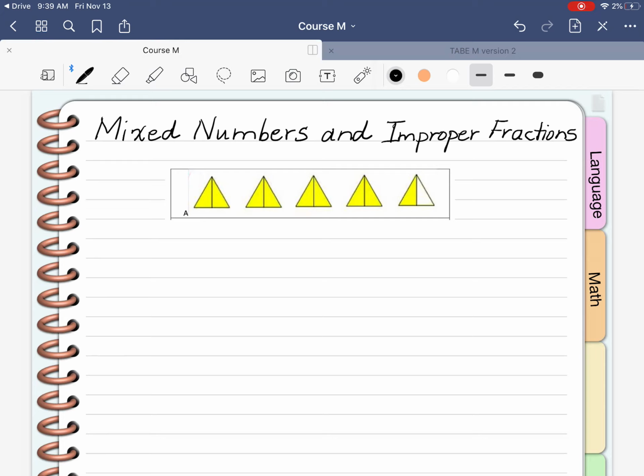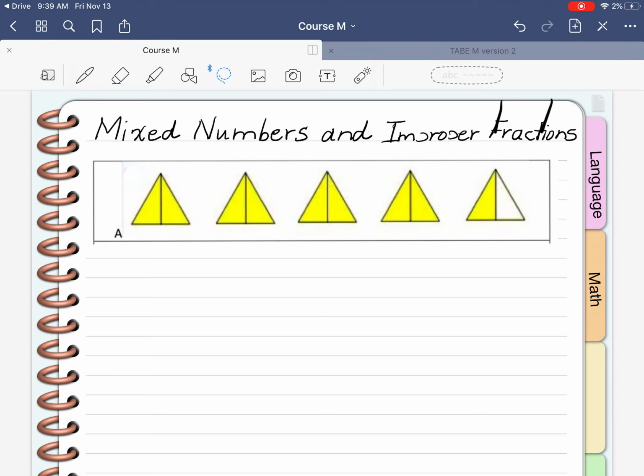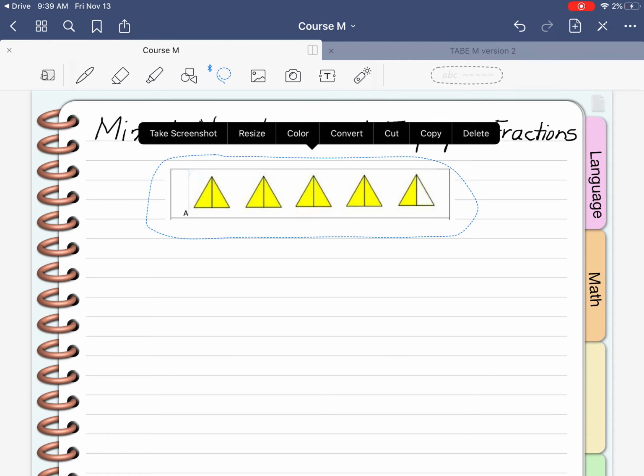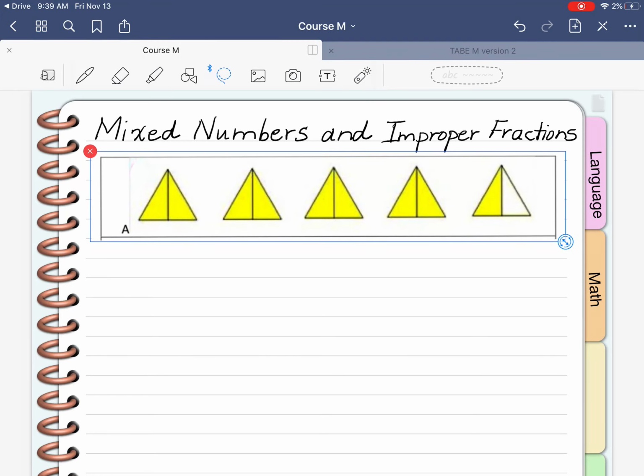So in example A, and I'm going to try to make this just a little bit bigger. Mine is a little bit smaller. There we go, maybe. Looking at this example, these are triangles, of course, and we want to count the triangles. Let's see how many triangles there are. There are 5 of them. How many of the triangles are fully colored? Well, that's 4. 4 of them are solid yellow, and then I have half of another triangle.